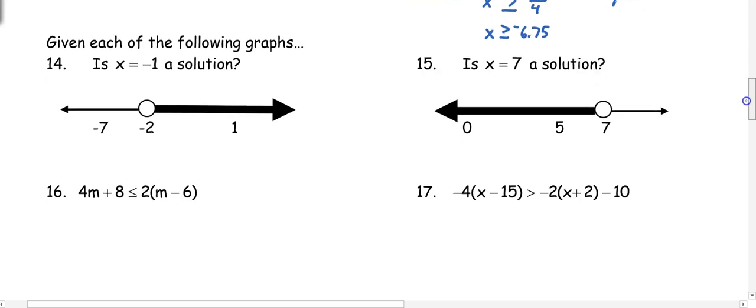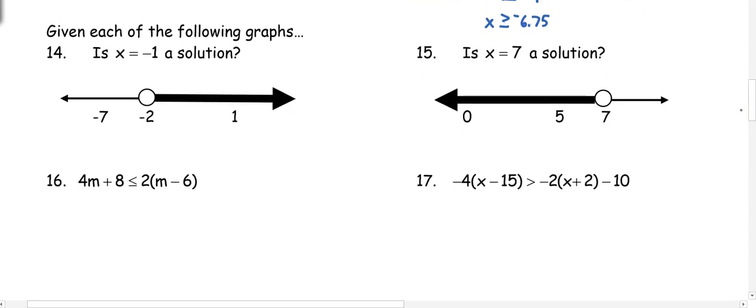14 and 15. Is x equals negative 1 a solution? So would x equals negative 1 fall in the shaded area somewhere? So in this case, negative 1 would be somewhere to the right of 1, which is over by the shaded part of our graph. So we would say, yes, negative 1 is a solution.